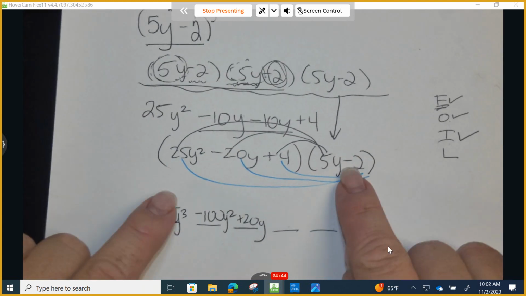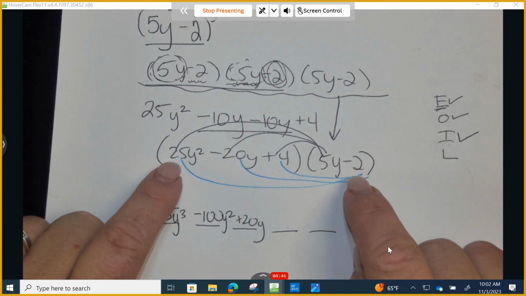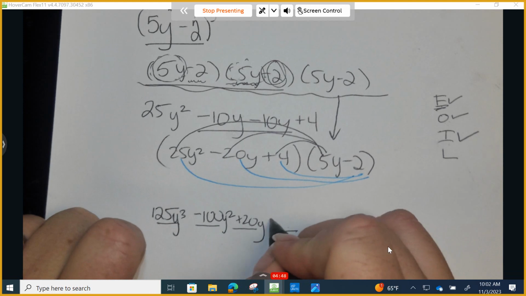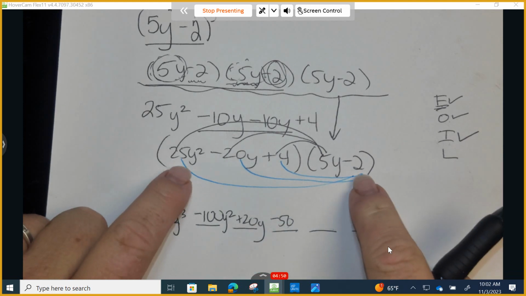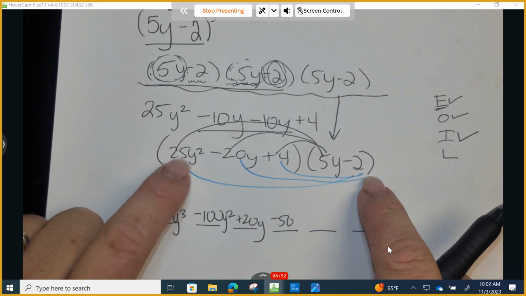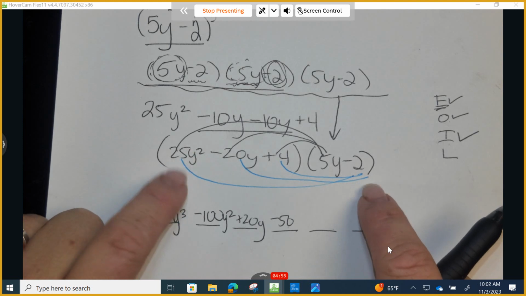Here we go. What is negative 2 times 25? Negative 50. And now ask yourself, how many y's do you have total? Don't tell me. 1. See how there's a y squared here, kiddos?